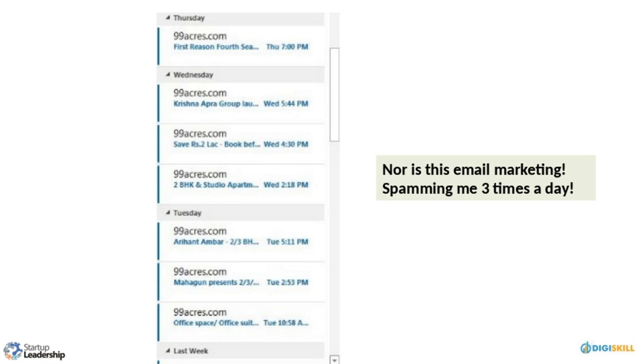But look at the mails that they send to me. In a day, they send me 3 bloody mails. Do you really think that I am not going to keep subscribing to them? Certainly not. I am certainly going to unsubscribe from them. So there's a mail which comes to me in the morning at 10:58, another mail which comes to me at 2:53, then another mail which comes to me in the evening at 5 o'clock.